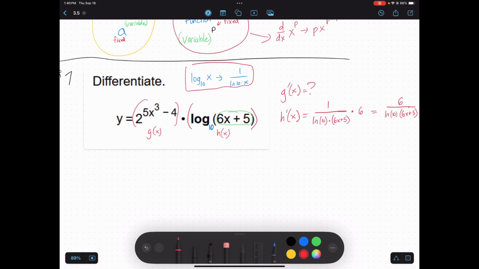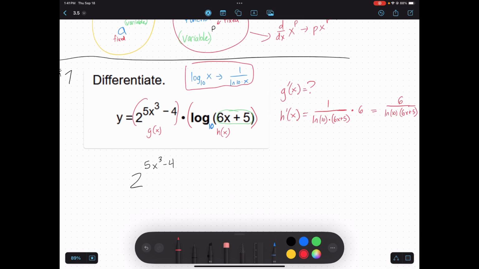Let's look at the derivative of this first piece. Let's look at this whole piece. Let's look at all of g of x. What type of function is this? We obviously have an exponent here. Is this an exponential function or is this a power function? If we're looking at the big picture, this is exponential. Why? Because 2 is fixed. And where's the variable? The variable is in the exponent.